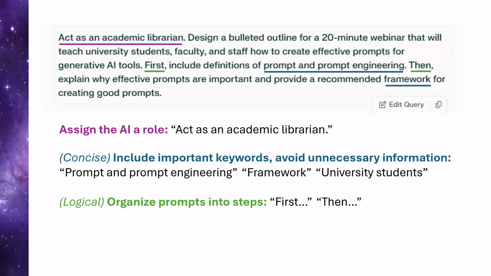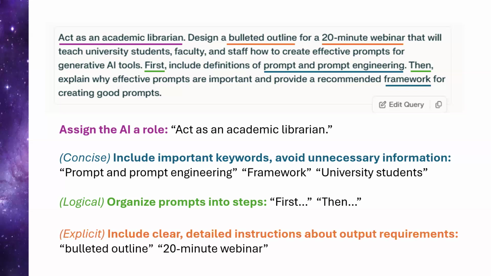To make this prompt as logical as possible, or the L in CLEAR, I organized my tasks into steps using words like first and then to describe the order in which I wanted the information presented. And lastly, to make my prompt as explicit as possible, or the E in CLEAR, I included clear, detailed instructions about the output requirements. So in this case, I wanted the AI to create a bulleted outline, so I specified that. And I wanted that outline to work with a 20-minute webinar, so I also gave it that parameter.